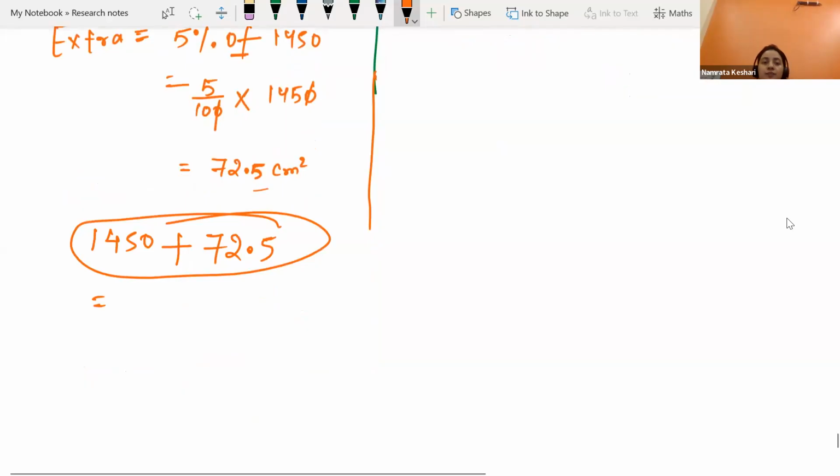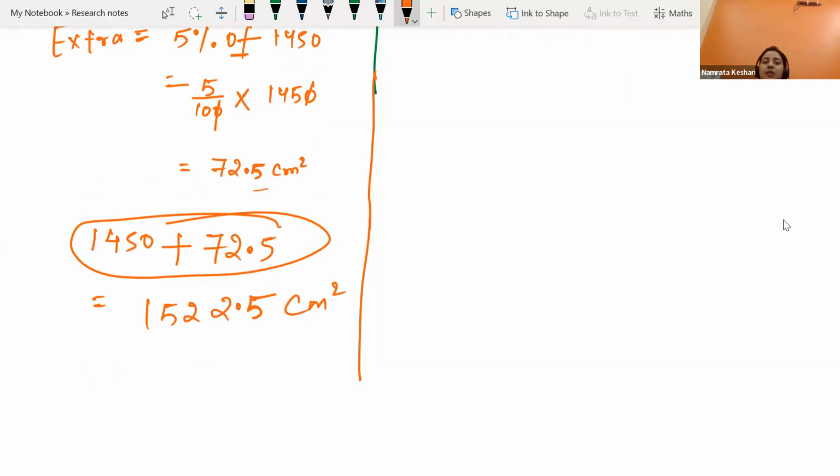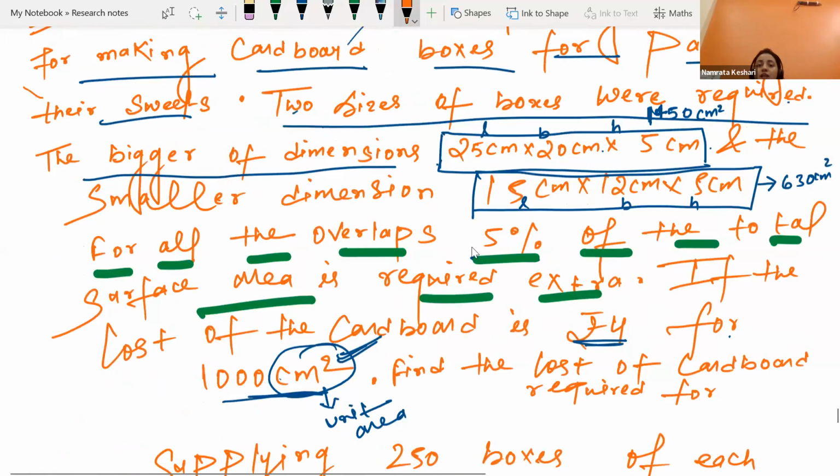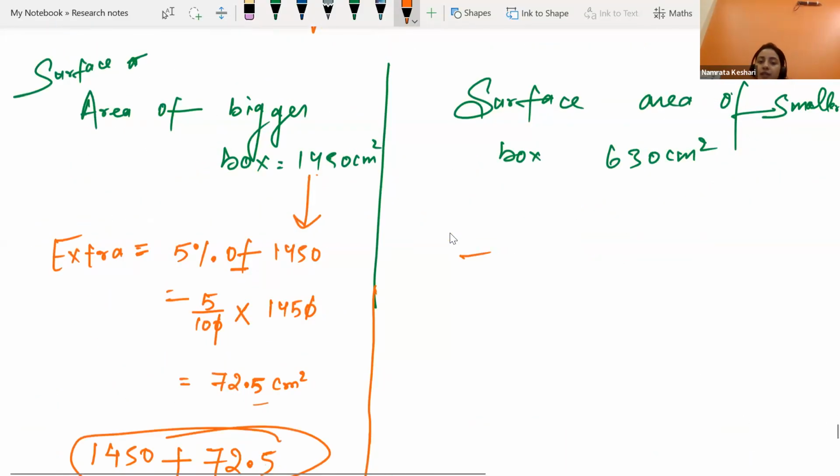So what is that? 1450 plus 72.5 is 1522.5, right? Yes, ma'am. This much centimeter square is required. Similarly, for the smaller box also 5%. It is not mentioned whether 5% is for the bigger one or the smaller one, so in both scenarios, 5% is going for the margin. So here also there will be extra area which is required for overlap.